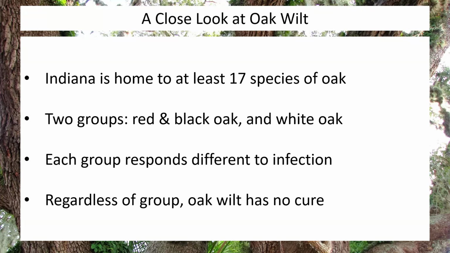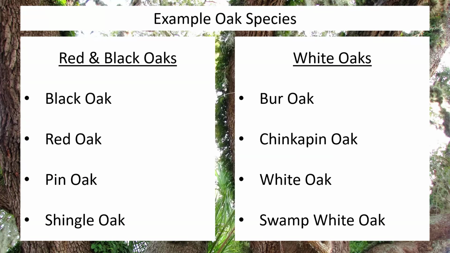To give you an idea of our two oak groups and which ones belong to each, I just put up a few examples here that hopefully a lot of us are at least somewhat familiar with. In our red and black oak group, we have what you would expect, red and black oaks, of course. We also have pin oak and shingle oak. Right now where I'm sitting, there is a pin oak right outside my window. And if we look at our white oaks, we have bur oak, chinkapin oak, white, and swamp white oaks. I know there's a chinkapin oak not too far from me right now.